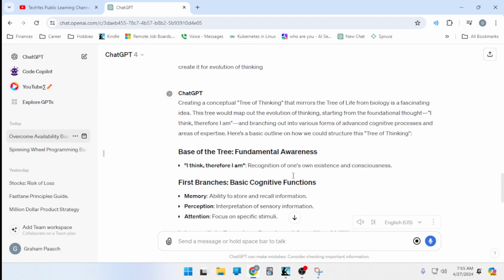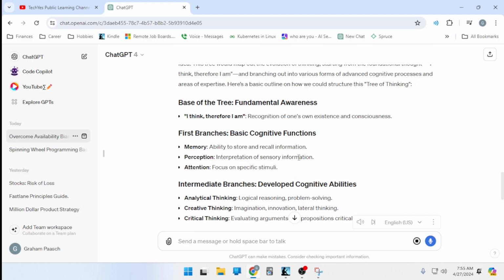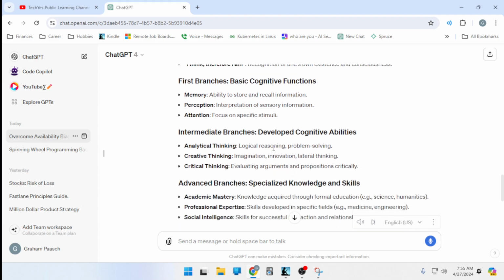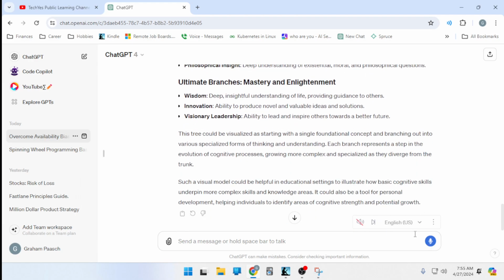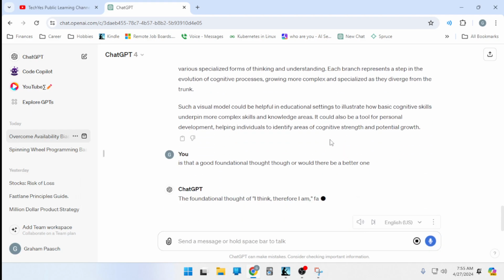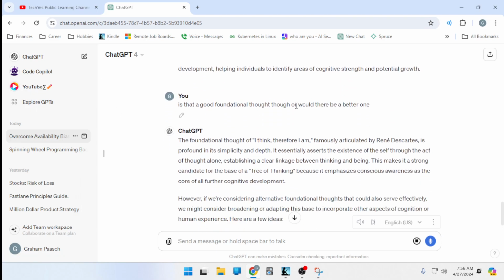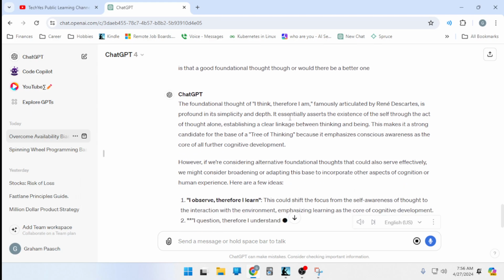Is that a good foundational thought, though, or would there be a better one? Yeah, it's famous, but that doesn't mean it's. But it's okay.